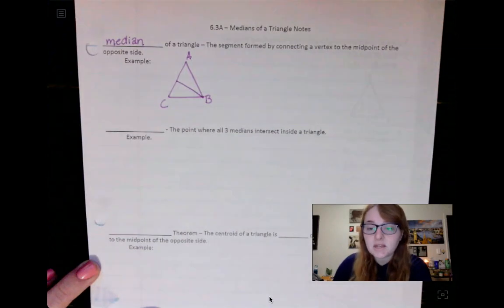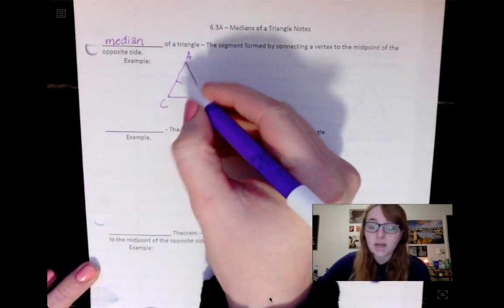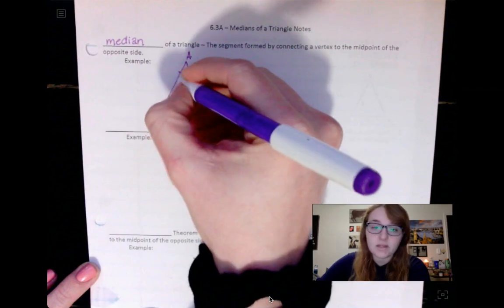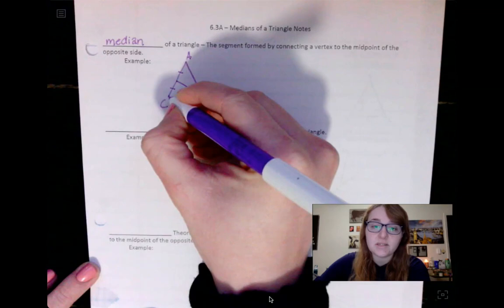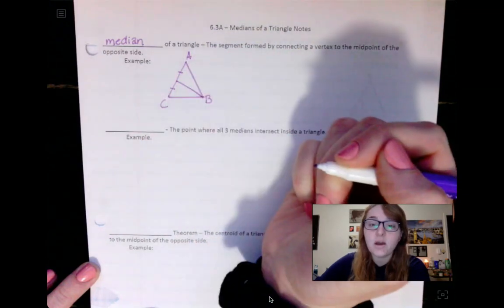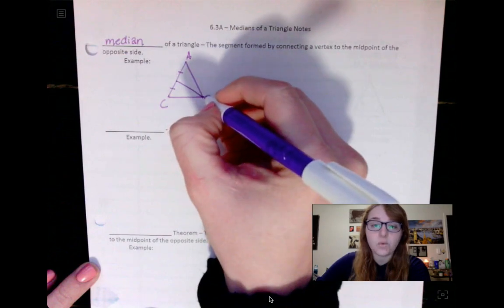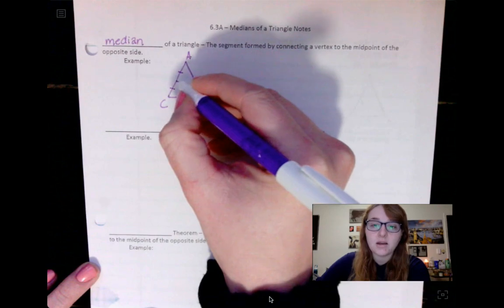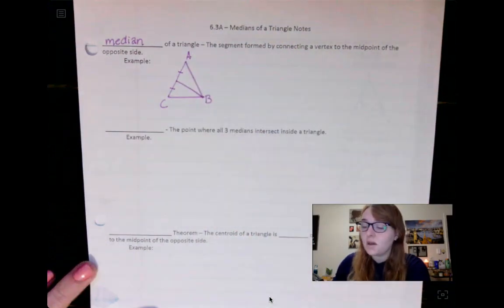Now this median is going to be the midpoint of our opposite side, so AC. So it is going to cut AC in half. So A to this mystery point here is congruent to from the mystery point to C. So these two halves of AC are congruent. So the median, my apologies, is what starts at an angle or a vertex and goes to the opposite side and forms a midpoint. Okay?